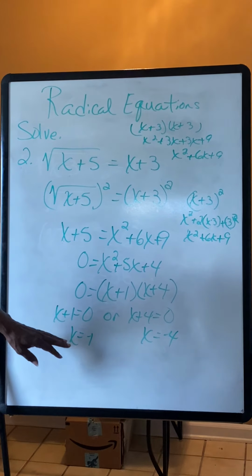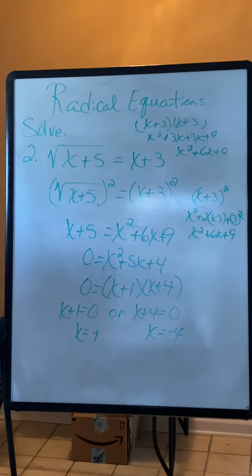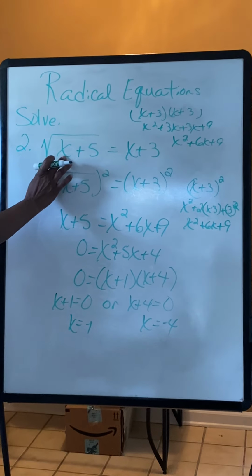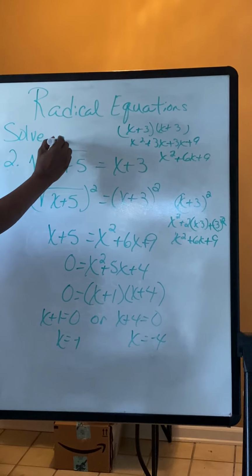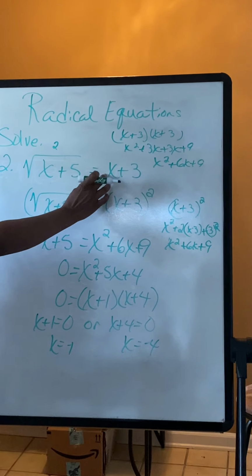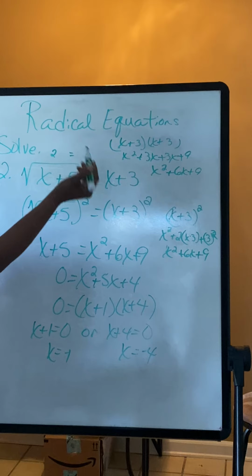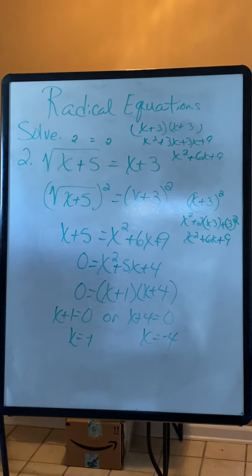Now I'm going to check to see if both of these numbers will satisfy this equation. When I substitute the negative 1, I'll have a negative 1 plus 5, which is 4, and the square root of 4 is 2. A negative 1 plus 3 gives me 2. 2 equals 2 is true, so that x equals negative 1 satisfies the problem.